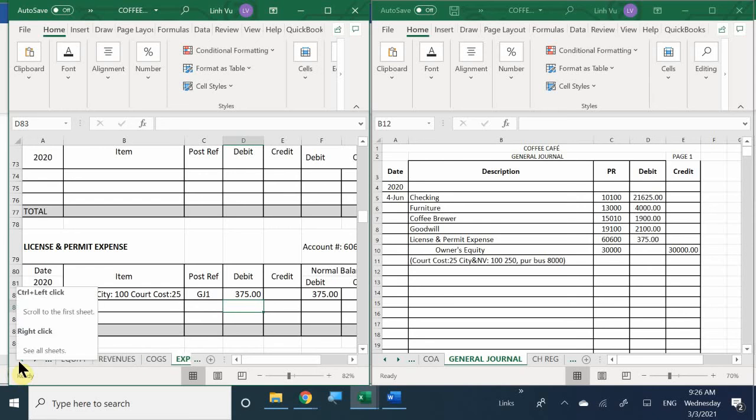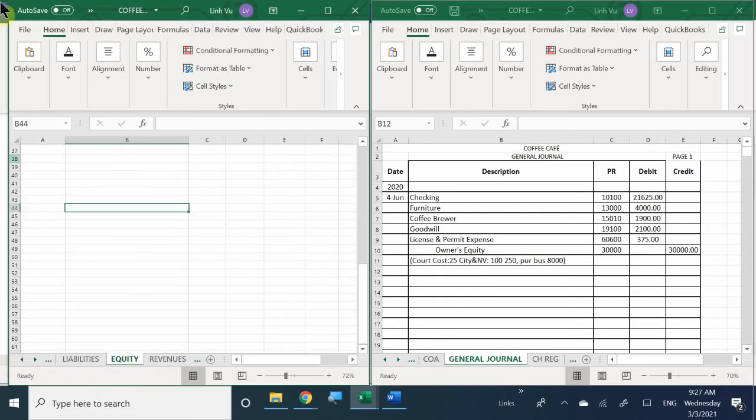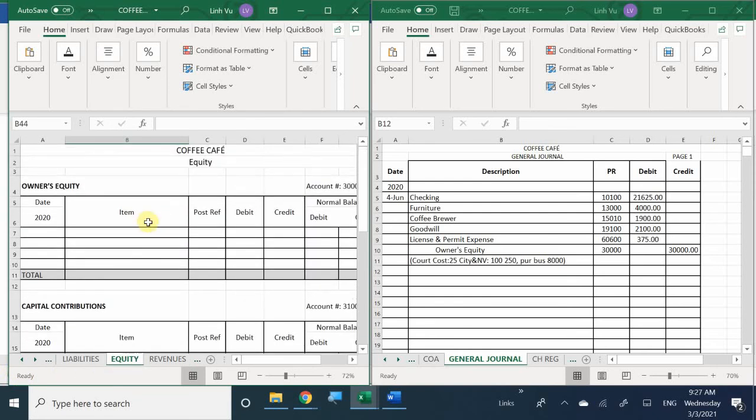Under equity. So again, I'm going to scroll through my little tabs here, and here it is, equity. It should be the very first one. All right, owner's equity, 6-4. And I'm going to go ahead and write here original investment. Okay, that's my original investment.